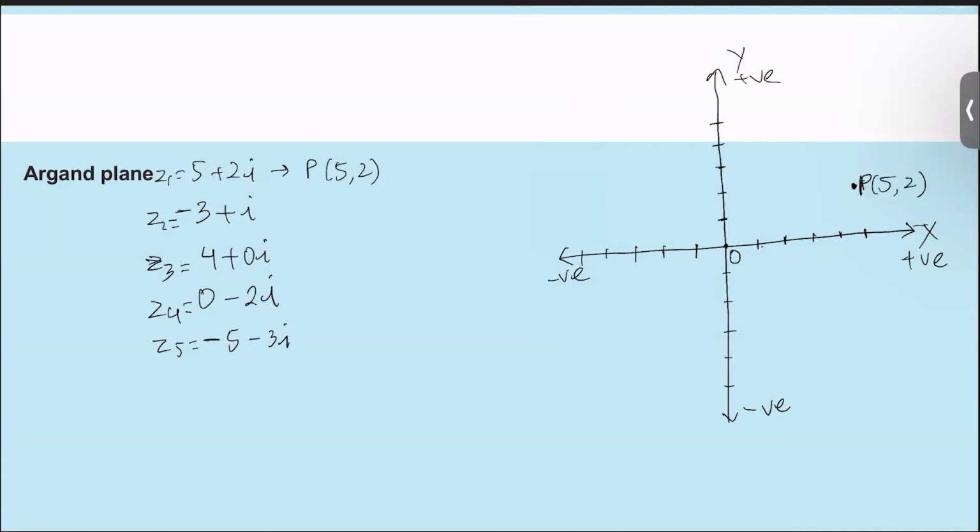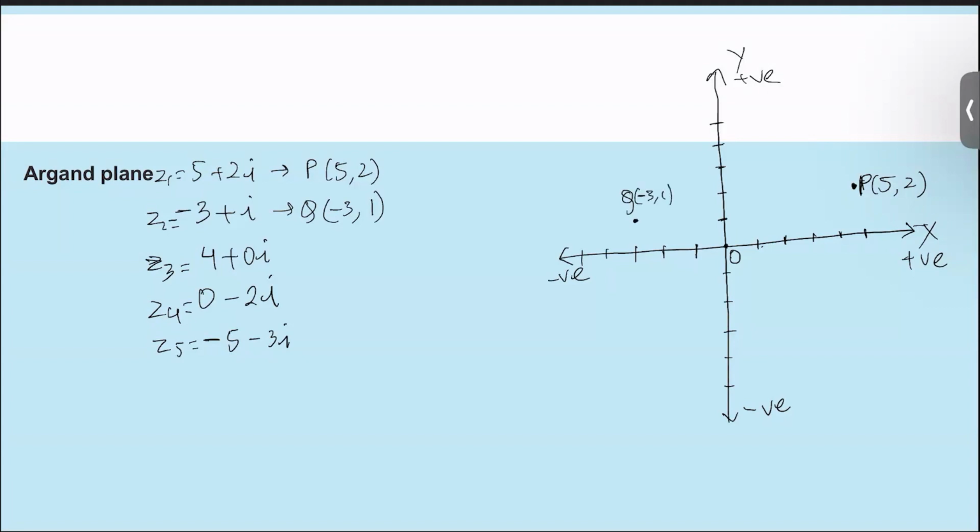5 comma 2. Okay, now the next one is minus 3 plus i. So you can write this as Q, minus 3, 1. Now you have negative x and positive y, so this comes into your second quadrant. So you have minus 3, so 1, 2, 3, minus 3 and 1. So this is your Q. This is minus 3 comma 1.